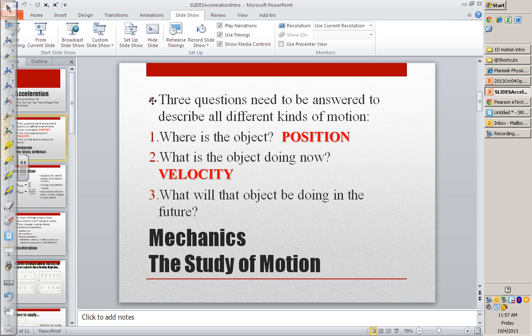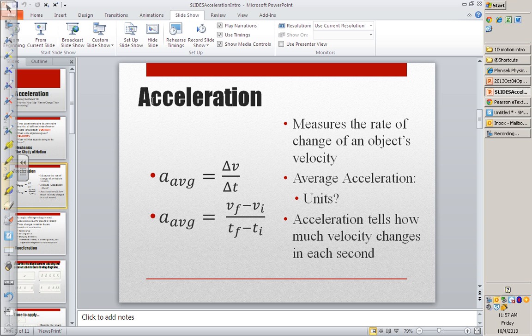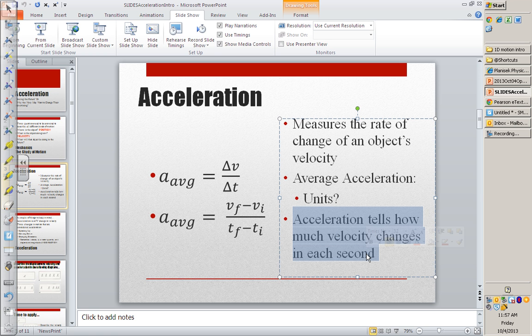And we talked about defining acceleration. Acceleration measures the rate of change of an object's velocity. So in order to calculate the acceleration, you need to know how much the velocity changes, delta v, over the time frame during which that change occurs. Because acceleration tells us how much velocity changes each second. That's what acceleration does for us. Okay? Good there? Okay with those concepts, at least initially?